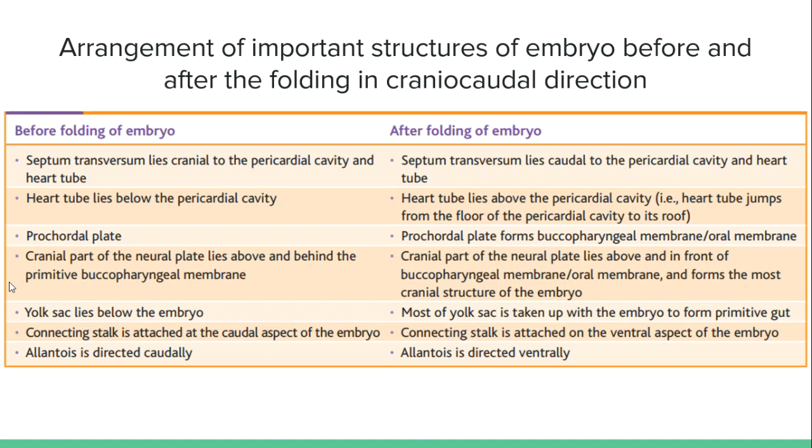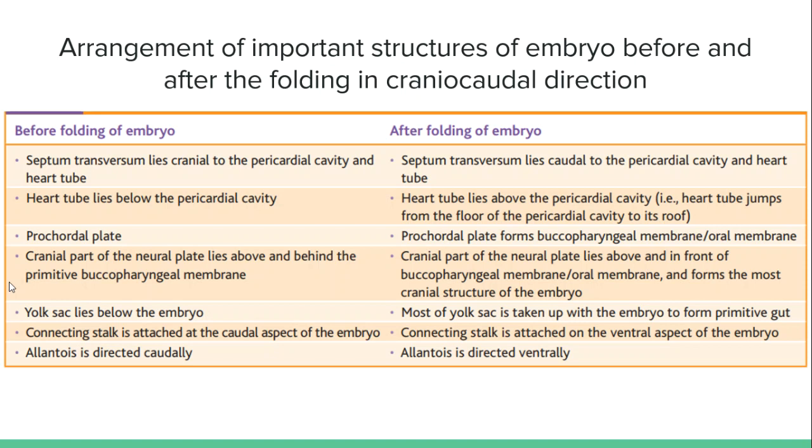So we tend to find that before folding of the embryo, the septum transversum lies cranial to the pericardial cavity and heart tube, whereas after folding of the embryo, the septum transversum lies caudal to the pericardial cavity and the heart tube. That's the difference, members. The heart tube lies below the pericardial cavity before folding, and then the heart tube lies above the pericardial cavity after folding, i.e. the heart tube jumps from the floor of the pericardial cavity to its roof.